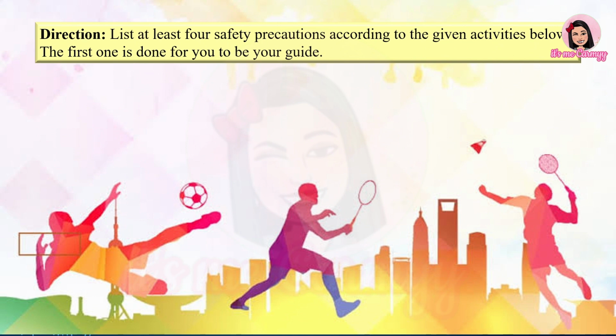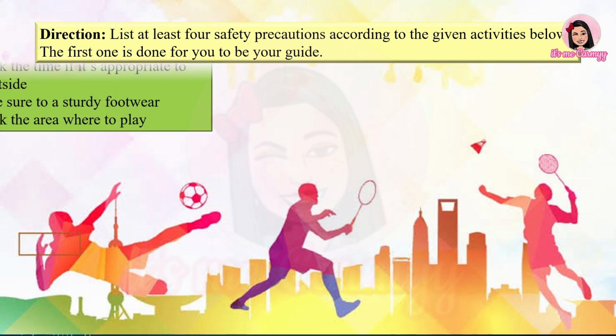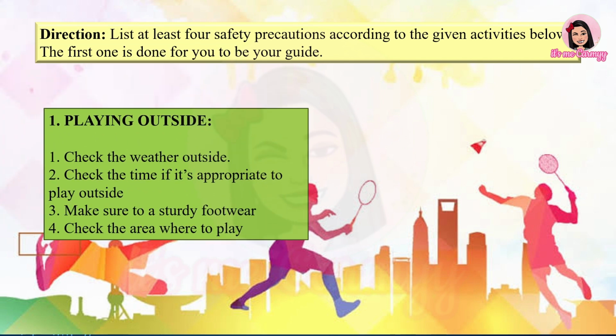So let's have an activity. Direction: List at least 4 safety precautions according to the given activities below. The first one is done for you to be your guide. So this is the example. For example, number 1, playing outside. So these are the safety precautions. Check the weather outside. Number 2, check the time if it's appropriate to play outside. Number 3, make sure to wear sturdy footwear. And number 4, check the area where to play.